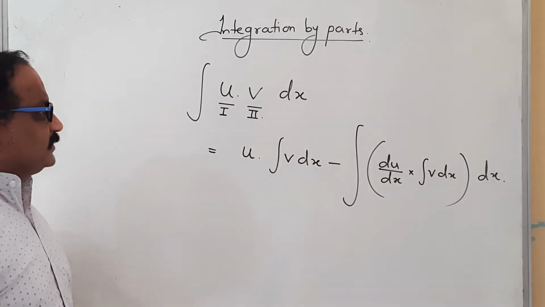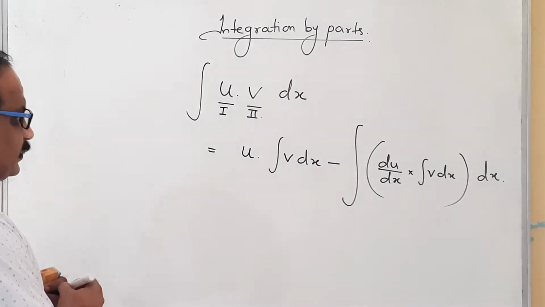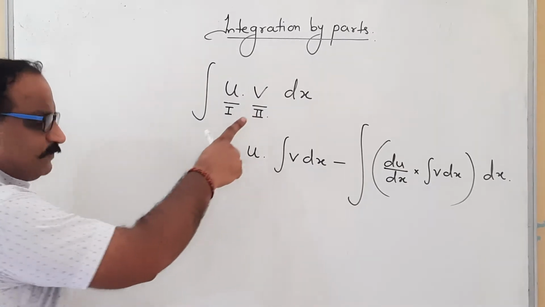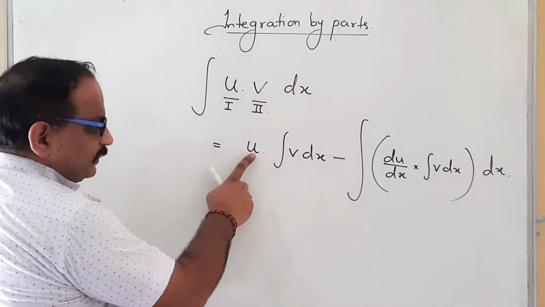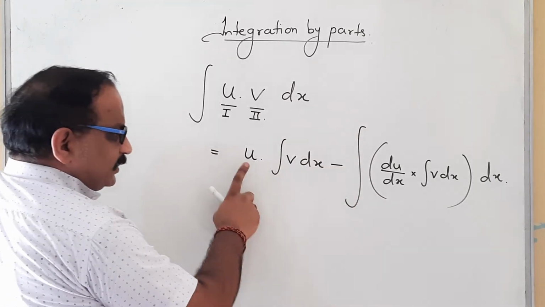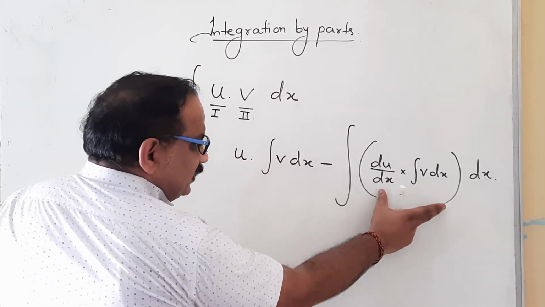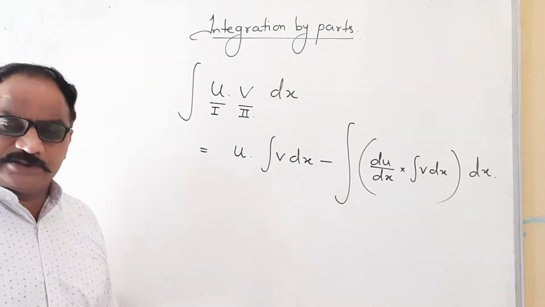This rule is defined as integration by parts. I repeat what the rule is. When two functions are there, any one of them we have to suppose first, any one of them we have to suppose second, and then the rule says: drop the first, integrate the second, minus integration sign, differentiate the first, integrate the second, and integrate again. That is the rule of integration by parts.